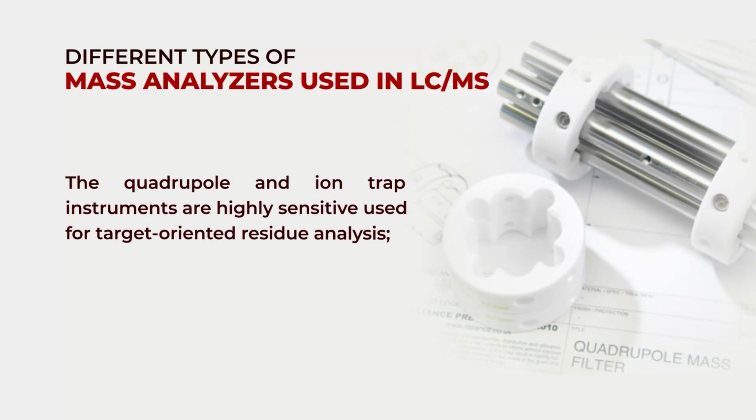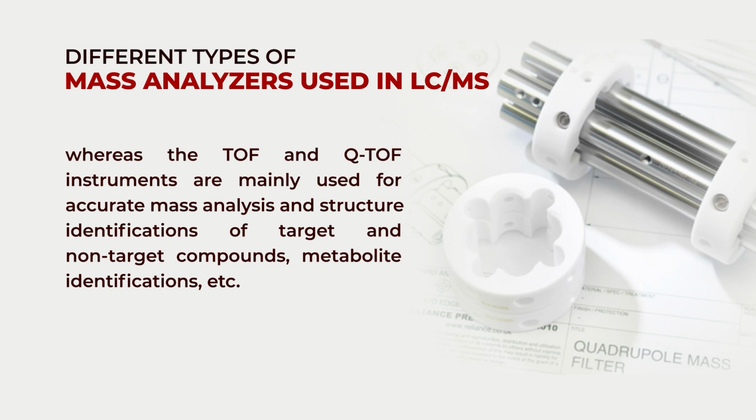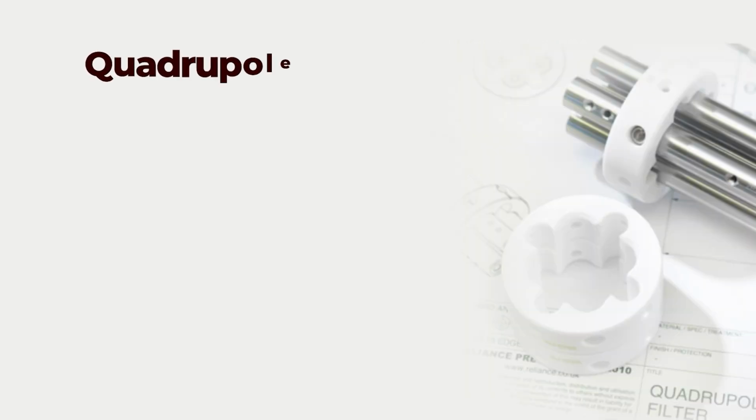The quadrupole and ion trap instruments are highly sensitive, used for target-oriented residue analysis, whereas TOF instruments are mainly used for accurate mass analysis and structure identification, because they are talking of molecular weight and non-target compounds, metabolite identification, etc. Now look at the quadrupole.